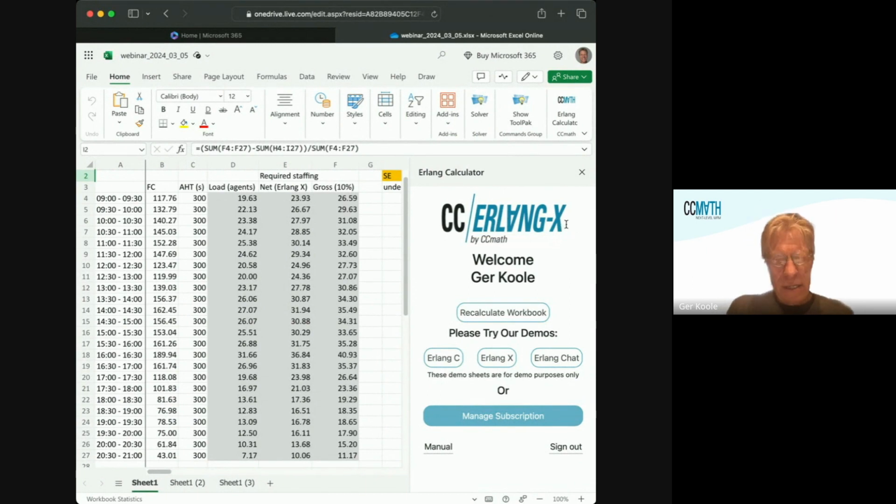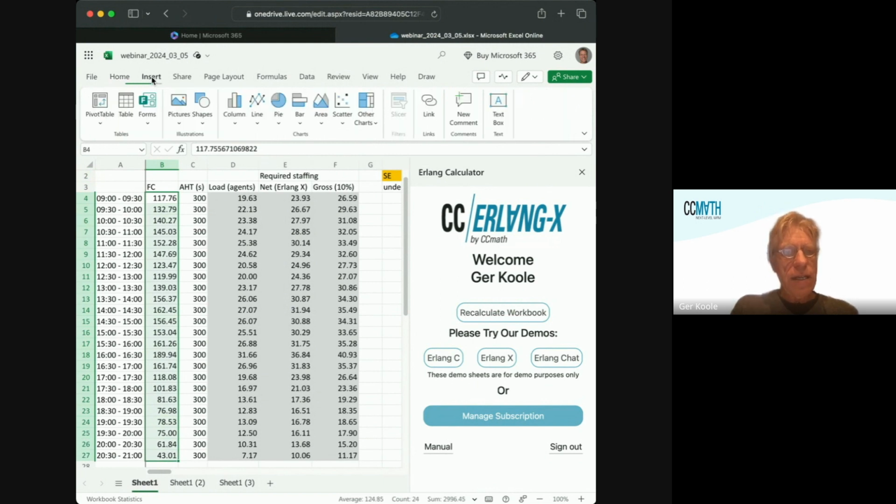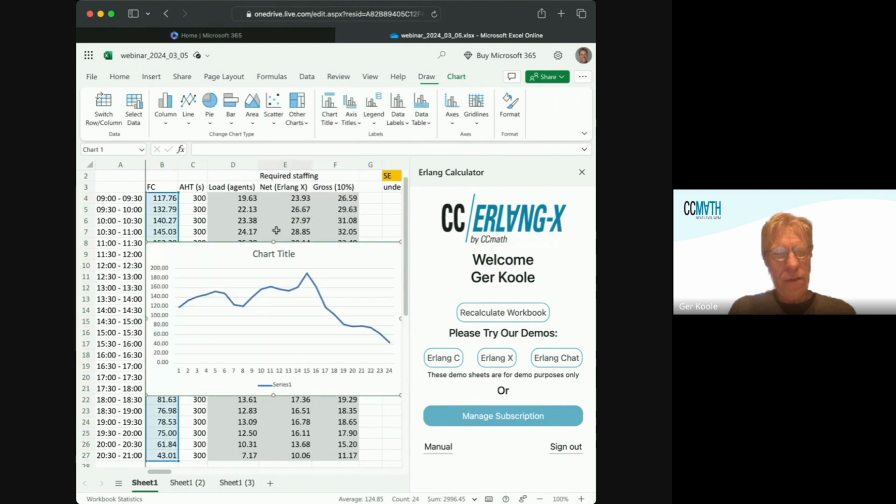What you see here is actually the demand side of a certain day in a call center. So what you see here is our forecast from 9 in the morning to 9 in the evening. Let's just have a quick look at how this graph looks. So what you see is nicely smooth.